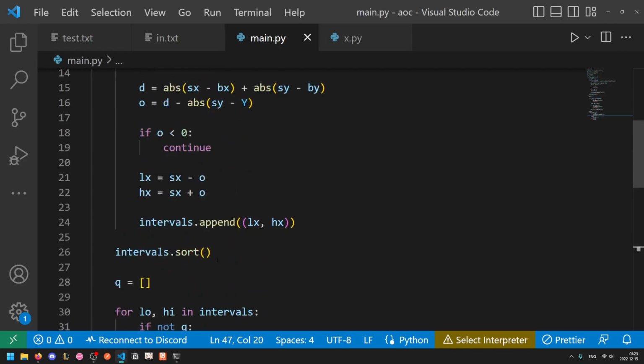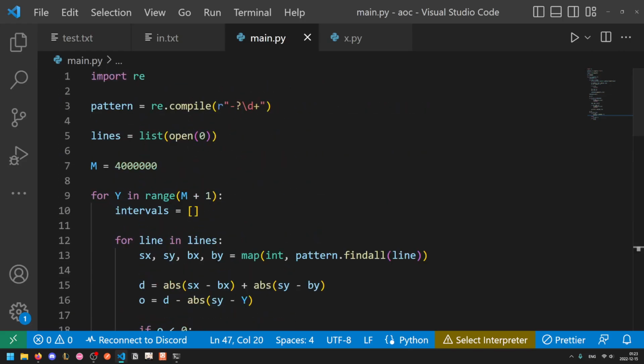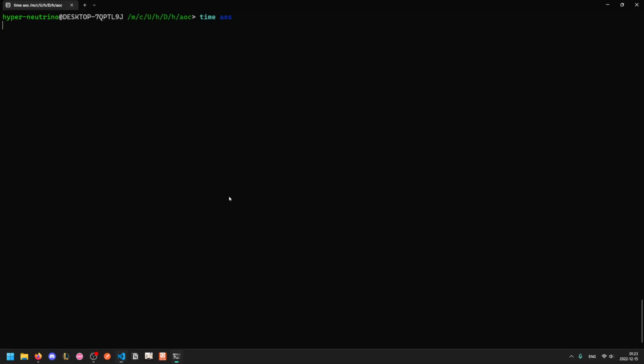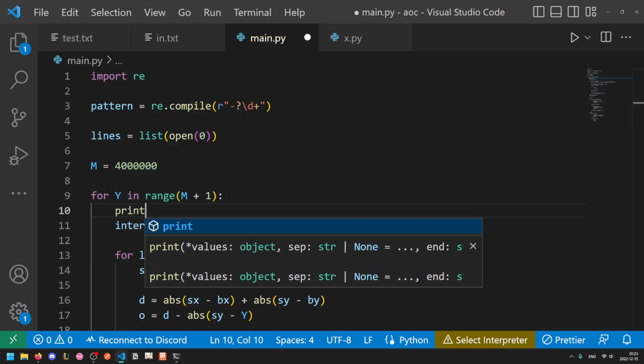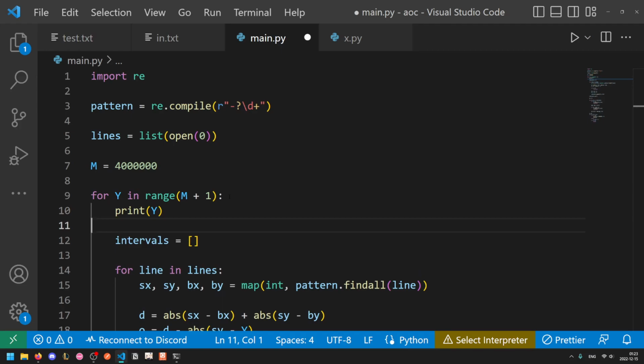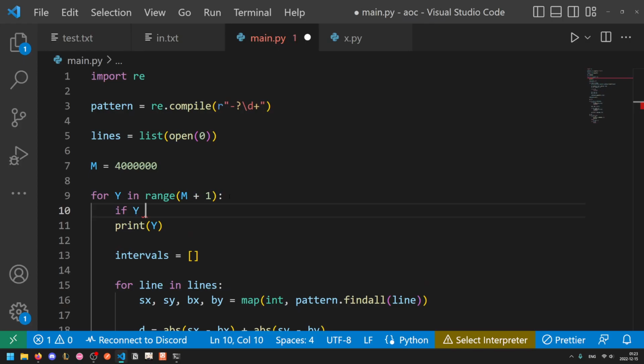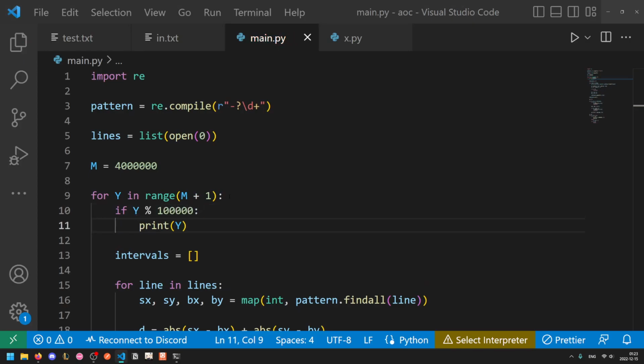Here's another bonus tip. Whenever you're not sure if your code is just slow or running into bugs, something you can do is add a print statement. So you can print y. The thing is, if you just print y, this will actually cause your program to slow down a lot because printing is slow. So we're going to do, if y is a multiple of 100,000, we'll print out y, just so we can get a little progress report.